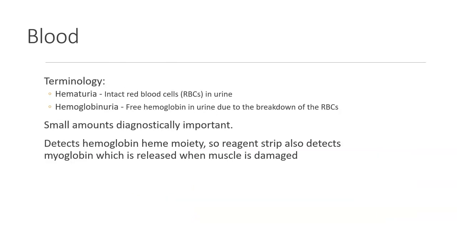The terminology used for blood in the urine, there's two different ones. There's hematuria, which indicates the presence of intact red cells in the urine, and hemoglobinuria, which is free hemoglobin in the urine. And this is due to the breakdown of the red cells with the release of the hemoglobin. Even small amounts of red cells or blood present in the urine is diagnostically important.